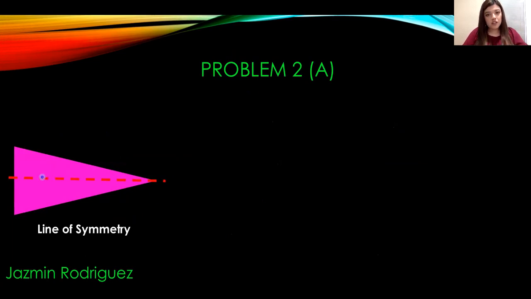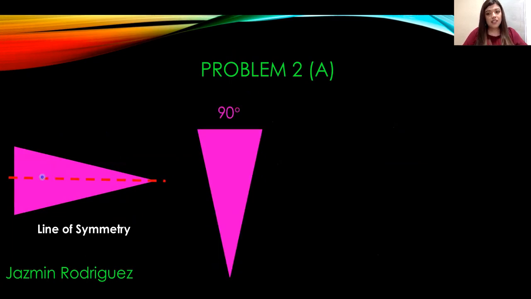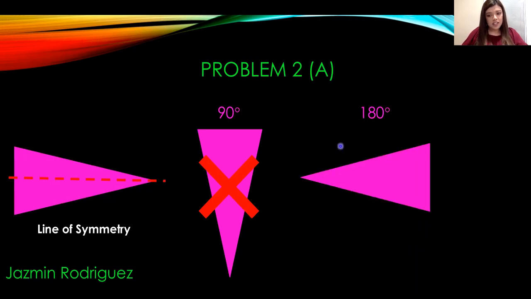Now let's go ahead and see if it has rotational symmetry. So we'll turn it 90 degrees. Does this image look like the one on our left here? I don't think so. Now let's go ahead and rotate it another 90 degrees. Does this image look like this one? It does not. That means it has no rotational symmetry.